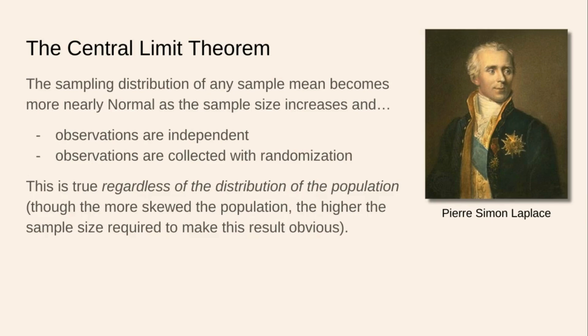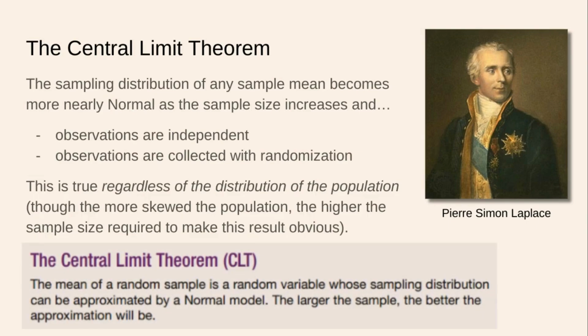All right. Now, what I said there might go over your heads a little bit the first time. Maybe you got it, maybe you don't. Once we get to some examples, you'll see what I mean. So this is the central limit theorem. The mean of a random sample, all right, so a sample mean is a random variable in its own right, whose sampling distribution can be approximated by a normal model. Not perfectly, but approximated. The larger the sample, the better the approximation will be.